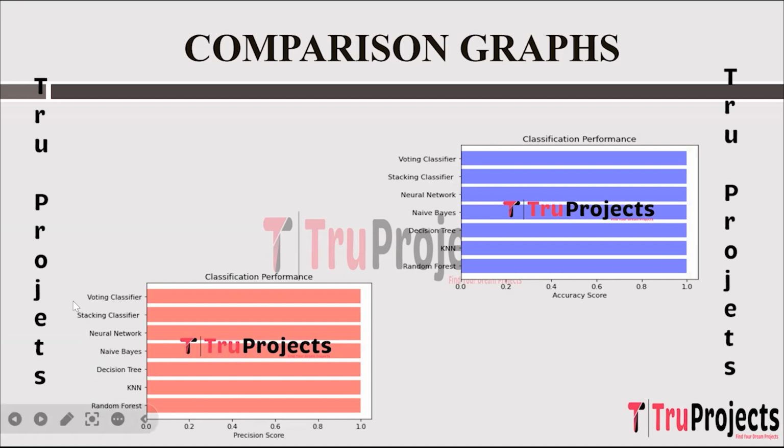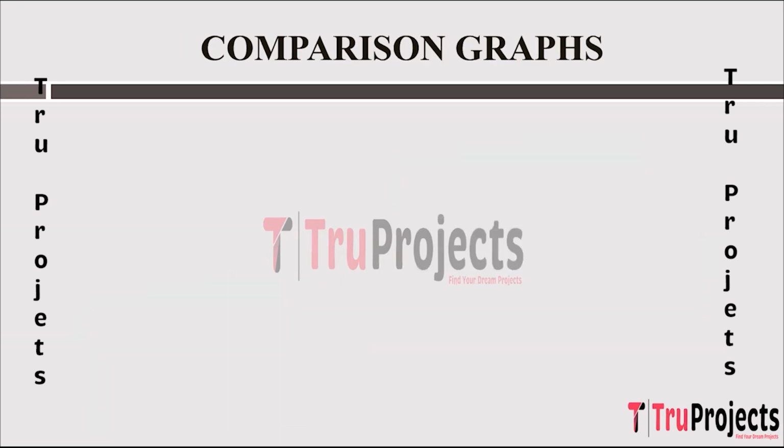This is the precision comparison graph. On the x-axis we have precision score and on the y-axis we have algorithm name. Precision is a metric that assesses the accuracy of a positive prediction made by the model. It calculates the ratio of true positives, correctly predicted positive instances, to the total number of positive predictions, true positives plus false positives.